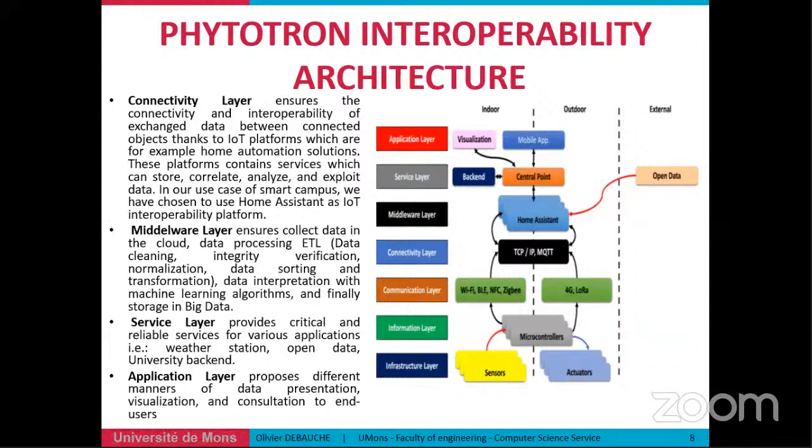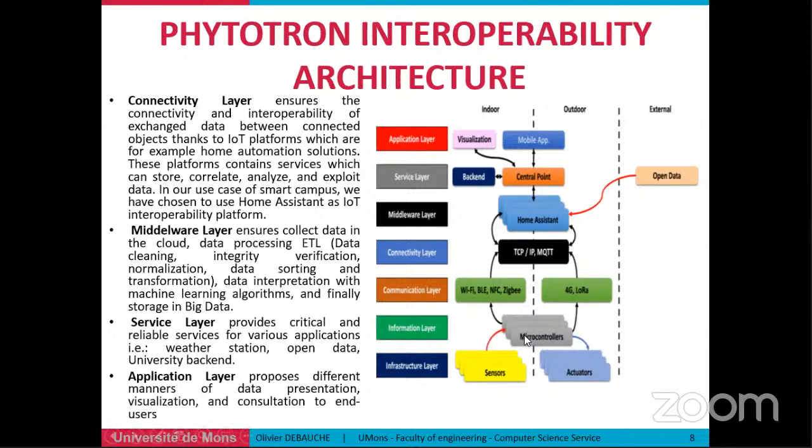The middleware layer ensures data collection in the cloud, data processing, data cleaning, integrity verification, normalization, data sorting and transformation, data interpretation with machine learning algorithms, and finally storage in big data. In this layer we can use microcontrollers. For our case, we can use a Raspberry Pi to control and treat the different functions.